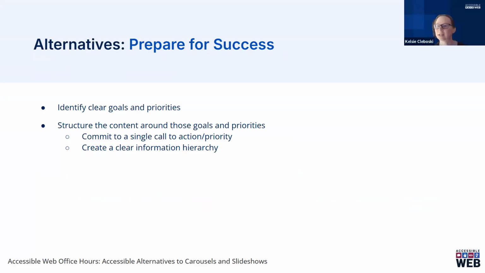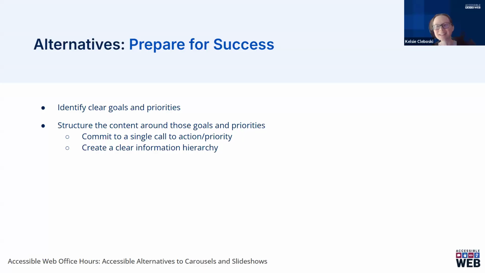So first, when you're deciding on your alternative, we recommend that you take some steps to prepare for success. The first is to identify clear goals and priorities, and then to structure the content around those goals and priorities. So that may involve things like committing to a single call to action or to a single highest priority item, and then creating a clear information hierarchy.